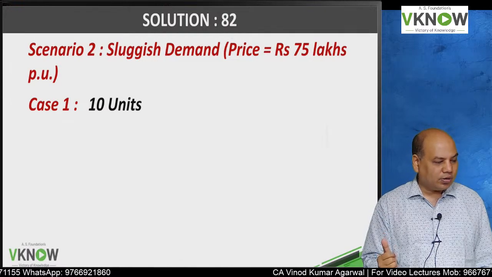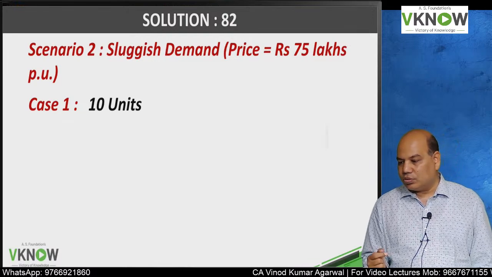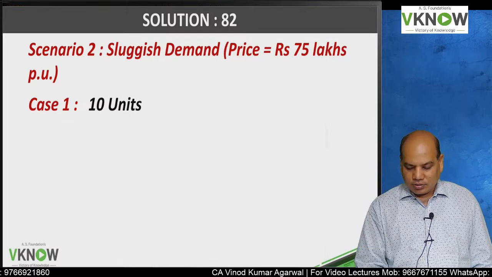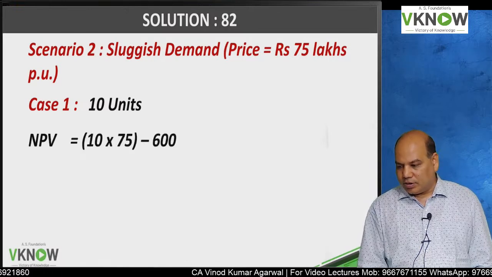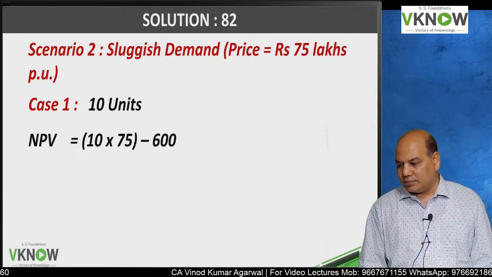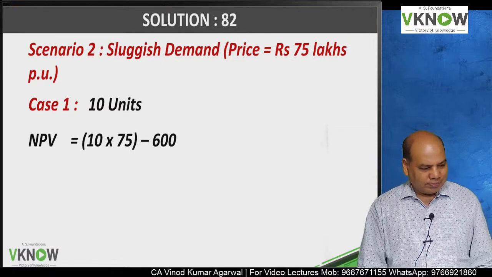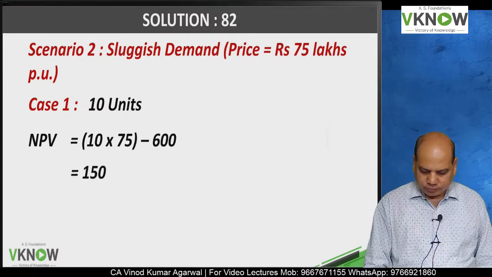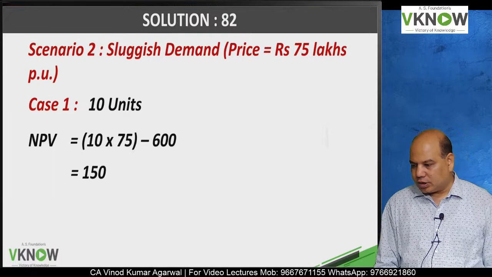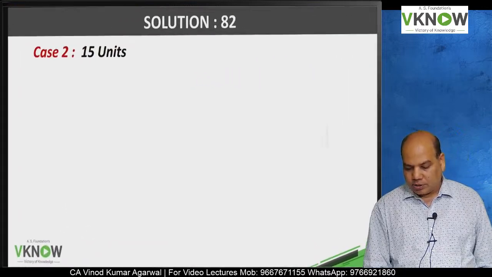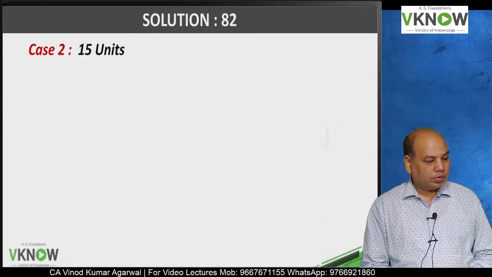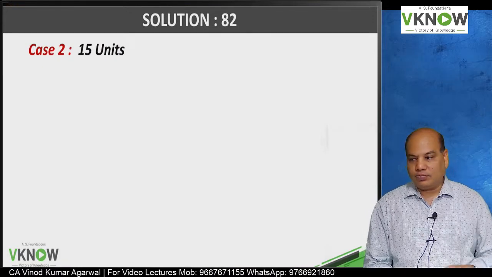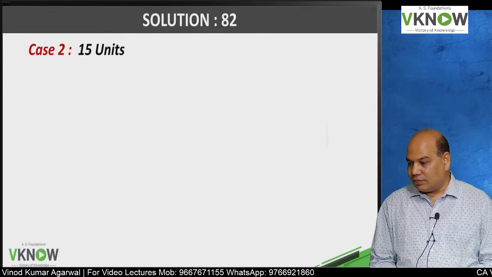Again write down case 1, 10 units. If you construct and sell 10 units after 1 year, what will be your NPV? 10 into 75 minus 600, 150. That was easy. 150 is right. Very good, Pathan.